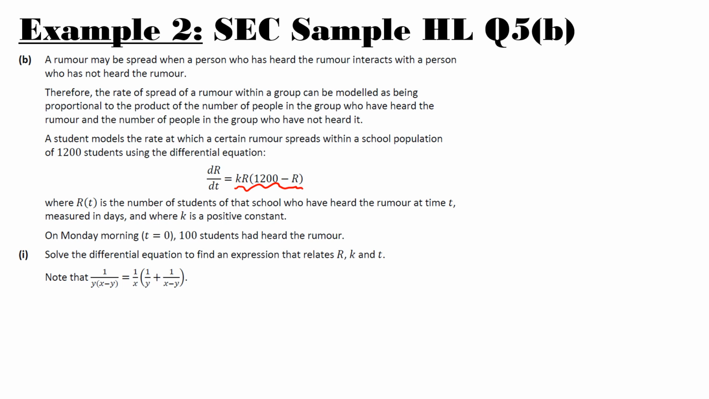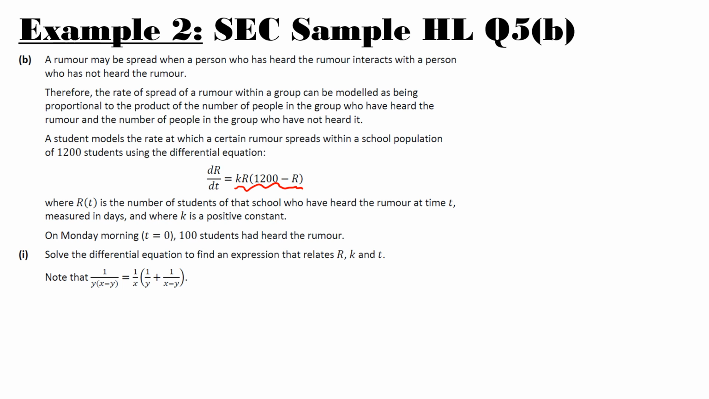So if you can make sense of this, it is proportional. That's why we have the k to the product. So multiply the number of people in the group who have heard the rumour, so that's R, and the number of people in the group who have not heard it. So that's the total number, which is 1,200 students minus R. So we could be asked to make that in a scenario. However, here they've given that to us.